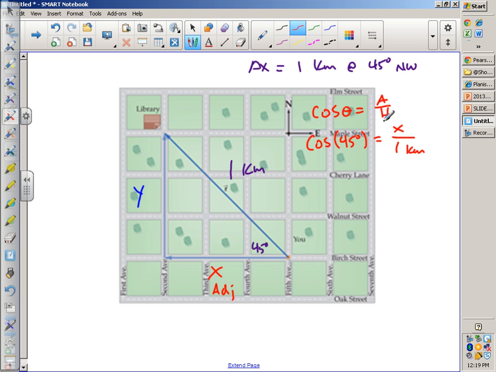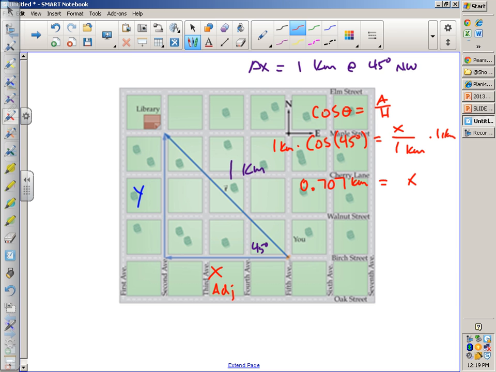Okay? So then, rearranging and getting x by itself, we just multiply each side by 1 kilometer. Cosine of 45, you just plug that into your calculator and you find out what it is. Okay? And make sure your calculator is in degrees. And then you multiply it by 1 kilometer. Okay? And you should end up finding that the x component is 0.707 kilometers. Okay? Good there?